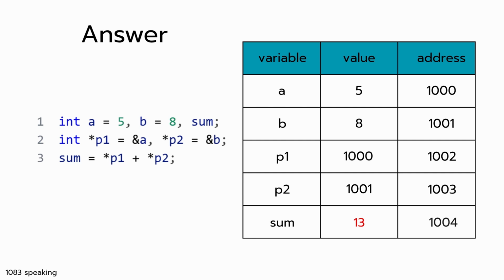Line 3: sum = *p1 + *p2. This invokes the dereference operator, asterisk. *p1 retrieves the value at the address held by p1, which is the value of a, or 5. *p2 retrieves the value at the address held by p2, which is the value of b, or 8. The calculation is 5 plus 8. The variable sum will be 13.